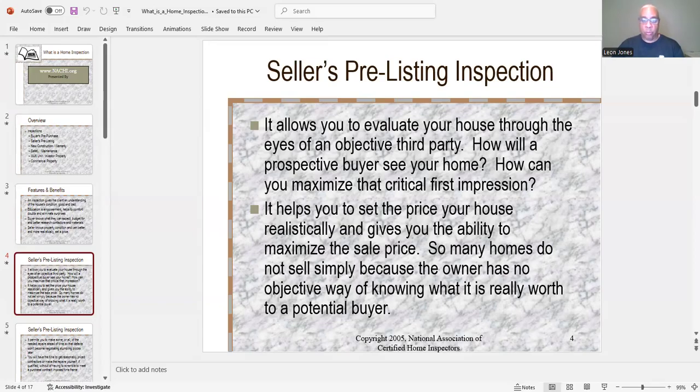So how will a prospective buyer see your home? How can you maximize that critical first impression? It also helps you set the price of your house realistically, and gives you the ability to maximize the sale price. So basically, so many homes do not sell simply because the owner has no objective way of knowing what it is really worth to a potential buyer.